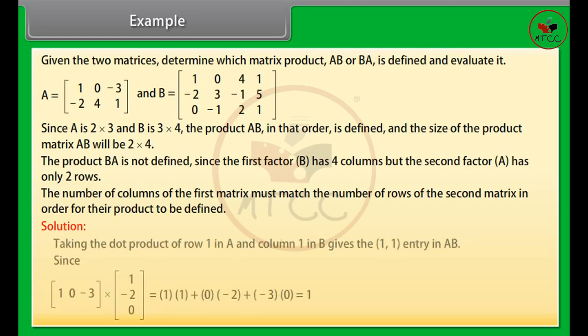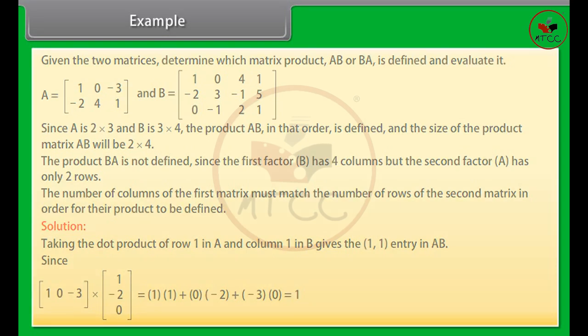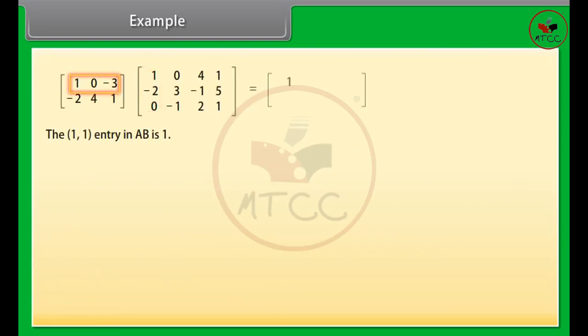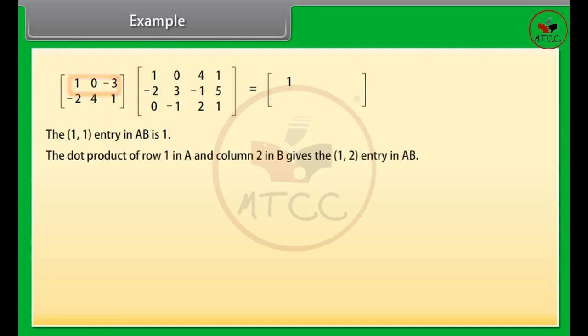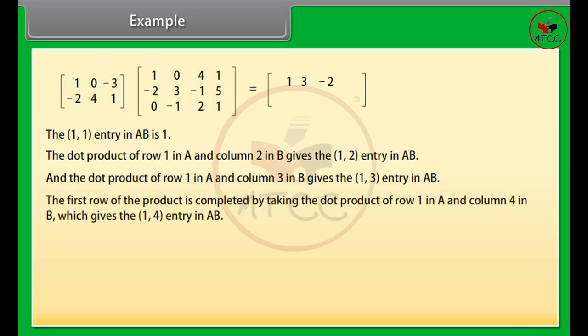Solution: taking the dot product of row 1 in A and column 1 in B gives the 1, 1 entry in AB. The 1, 1 entry in AB is 1. The dot product of row 1 in A and column 2 in B gives the 1, 2 entry in AB. And the dot product of row 1 in A and column 3 in B gives the 1, 3 entry in AB. The first row of the product is completed by taking the dot product of row 1 in A and column 4 in B, which gives the 1, 4 entry in AB.